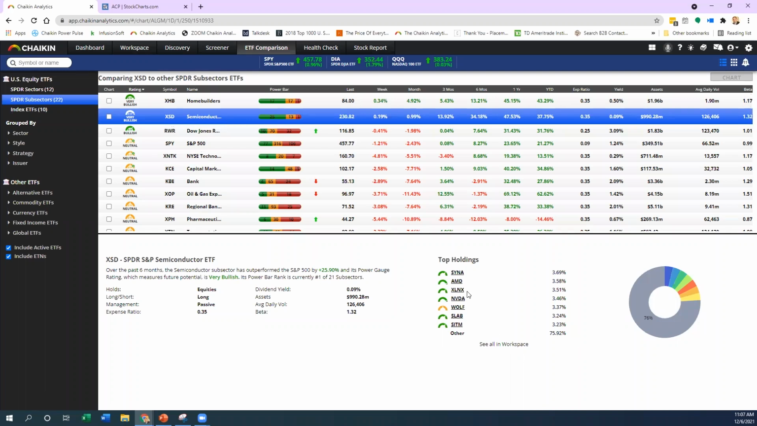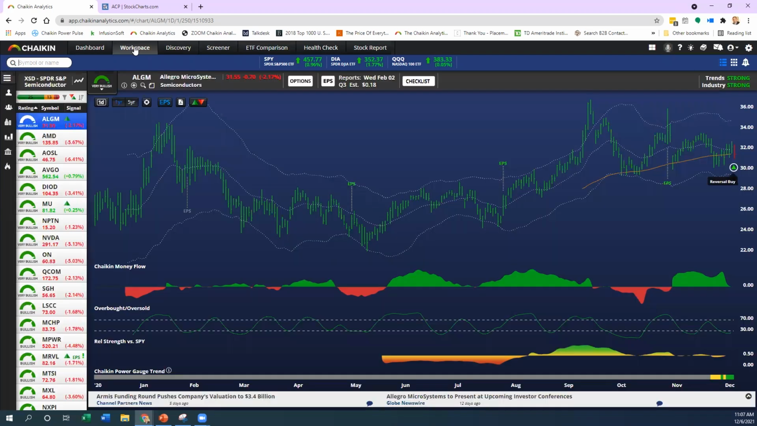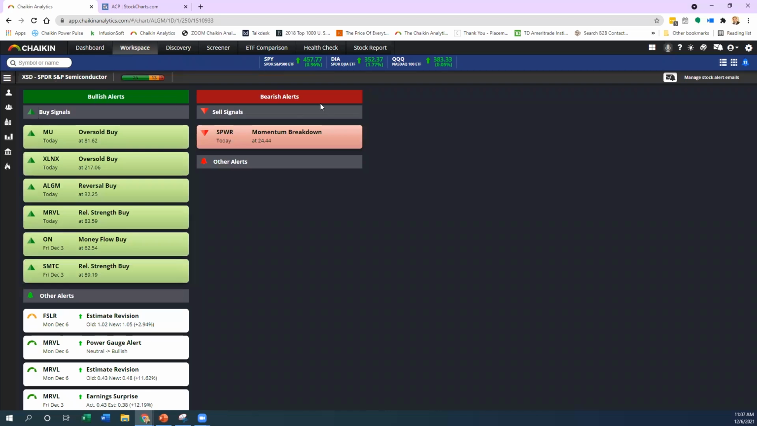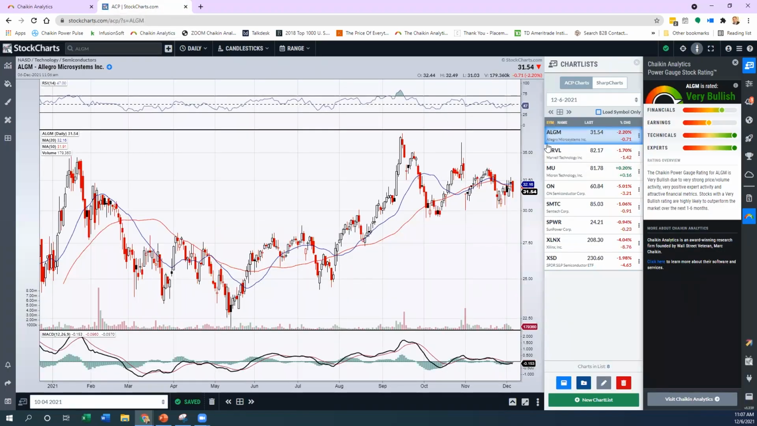You can see some of the top names. We've got Xilinx, a pretty familiar name, obviously NVIDIA, and Synaptics up here. These are all great. They're some of the top performing names in this particular ETF, right? But I found the names we're looking at today through our bullish alerts and bearish alerts. And so we're going to go through these names both on the ACP platform and on the Chaikin platform. So we'll start with the first one, Allegro MicroSystems.